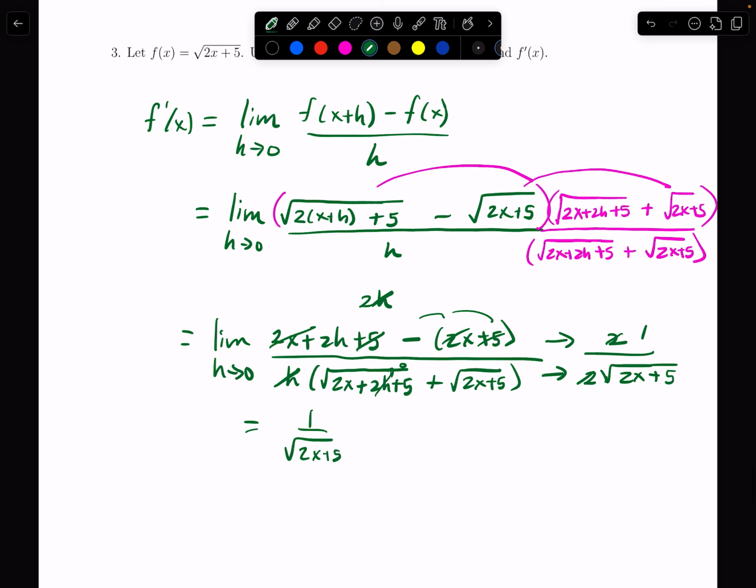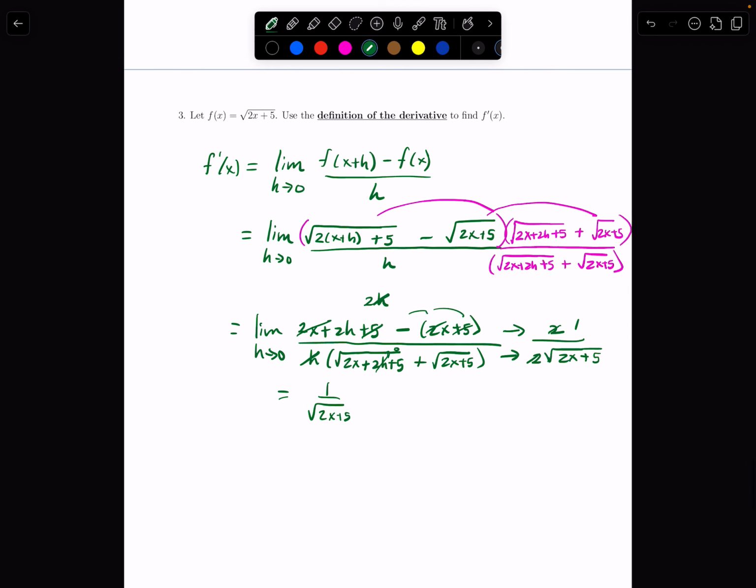Now, some of you are saying, I want to use the power rule and the chain rule. Well, let's just check our work with that, right? So if f of x is equal to, let's first write it as 2x plus 5 to the 1/2. And mind you, we got this rule, the power rule that we're about to use, by using the definition of the derivative. So that's why we get to. So let's check it out now.